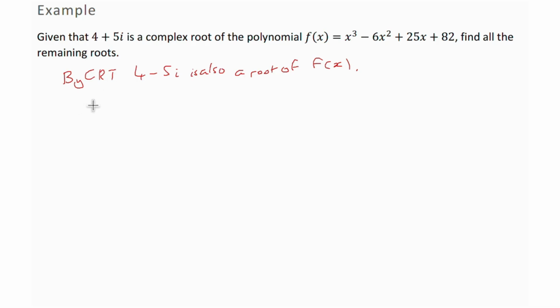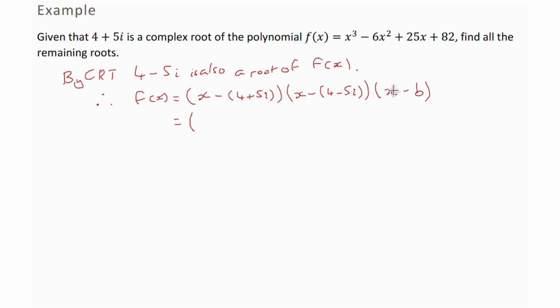There's a few ways we could do it. The first way would be to do polynomial division. So what this means is that f of x is equal to x minus (4 plus 5i) times x minus (4 minus 5i) times x minus some other value that we don't know, x minus b, let's call it. And we're trying to find that value of b.